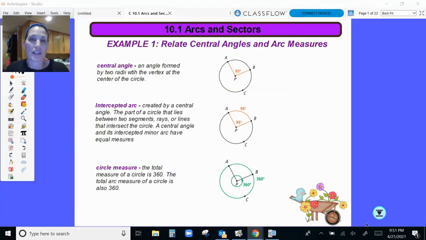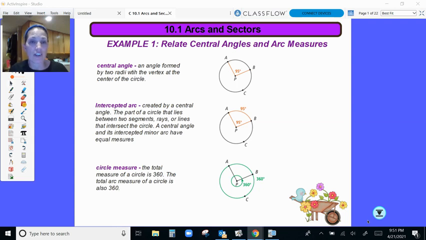Welcome everybody. We're going to begin 10.1 arcs and sectors. This particular day is going to be talking about central angles, arcs, and arc length. We have a lot of vocabulary, so you might want to make sure you're ready to pause and write things down and get that vocabulary down, okay?